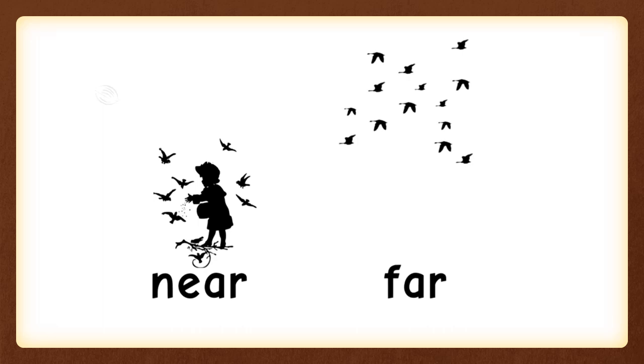Here you can see there are birds which are near to the child, who is feeding them with seeds, whereas in the second image the birds are flying high up in the sky. So they are far from us.